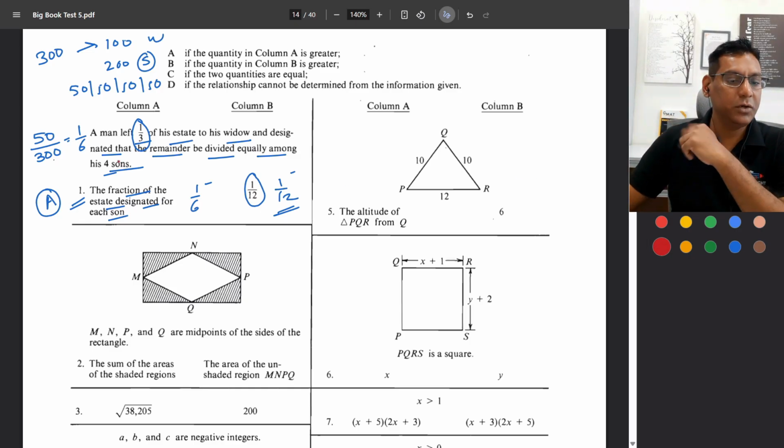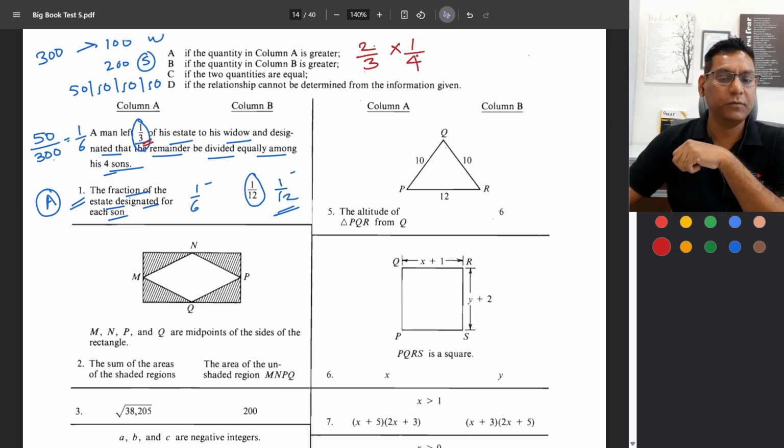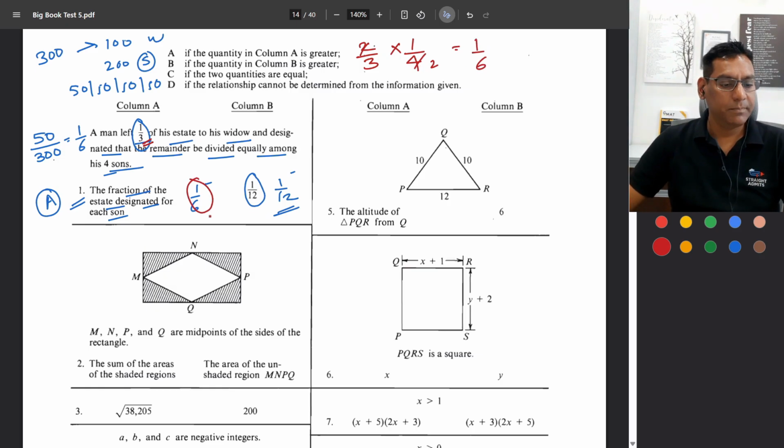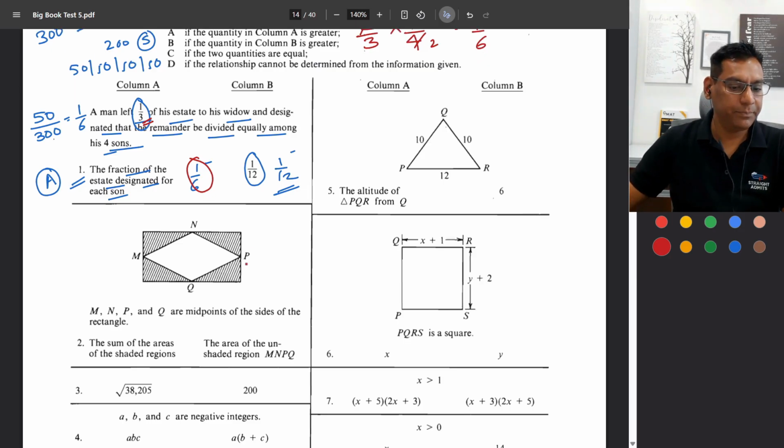You could also do it the other way. You can just purely use algebra. 1/3 is given to the widow, so that means 2/3 is left for sons, and there are 4 sons, so each son is getting 1/4 of that, right? So what is this number? This number is again 1 by 6, right? You would have got the same number, but the answer here is A.